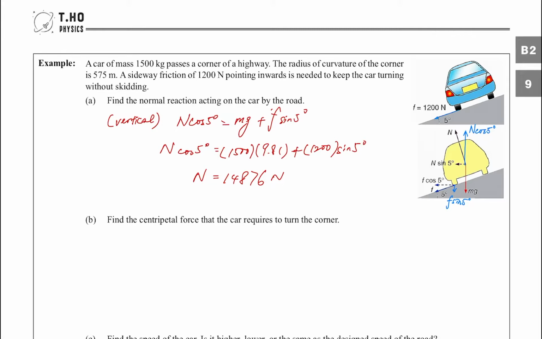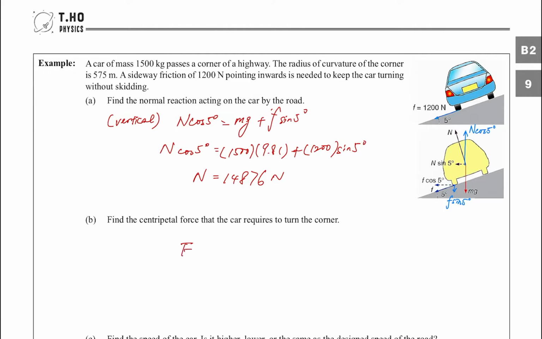Part B. Find the centripetal force that the car requires to turn around the corner. In this case, when we look at the free body diagram here, we find that the force that is pointing towards the center, or in other words, the centripetal force, is given by two components. First of all is the component of N, which is pointing in a horizontal direction, and secondly is the friction, which points towards the horizontal direction. So when these two forces add up together, they provide the centripetal force.